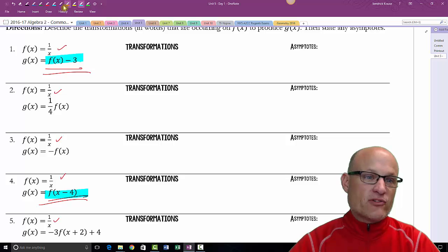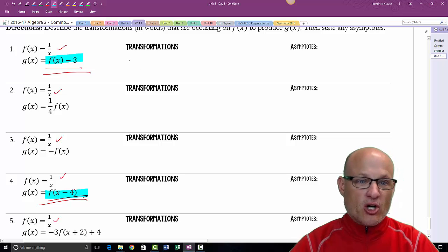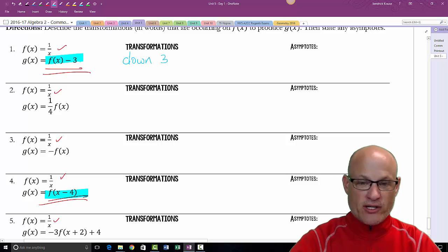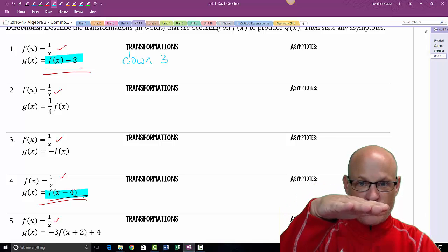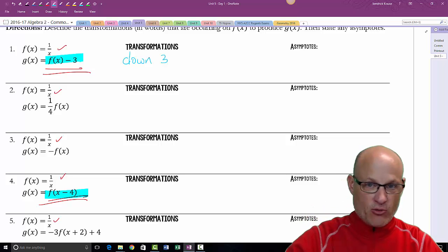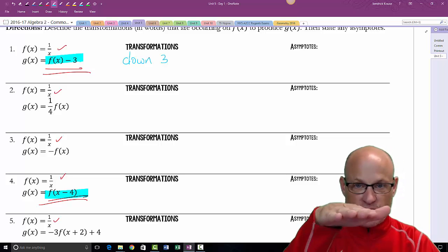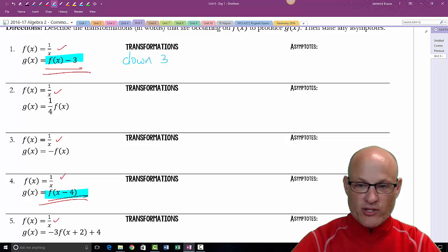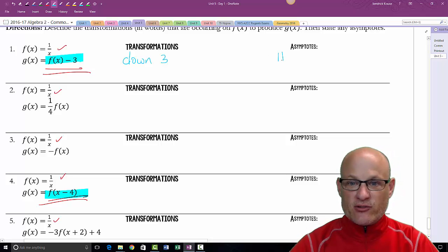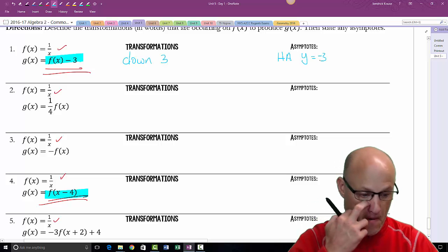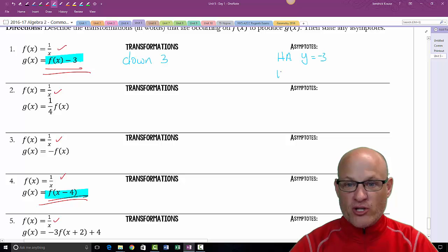So what's the transformation? Because it's -3 on the outside, we're going to go down 3. So if you're going down 3, which asymptote is changing? That would be the horizontal asymptote. So instead of being 0, it's going to be y equals -3. So horizontal asymptote, y equals -3. Vertical asymptote didn't change. My vertical asymptote is still x equals 0.